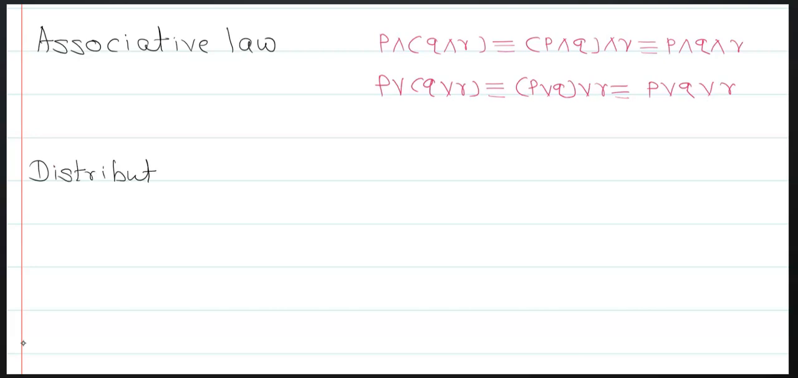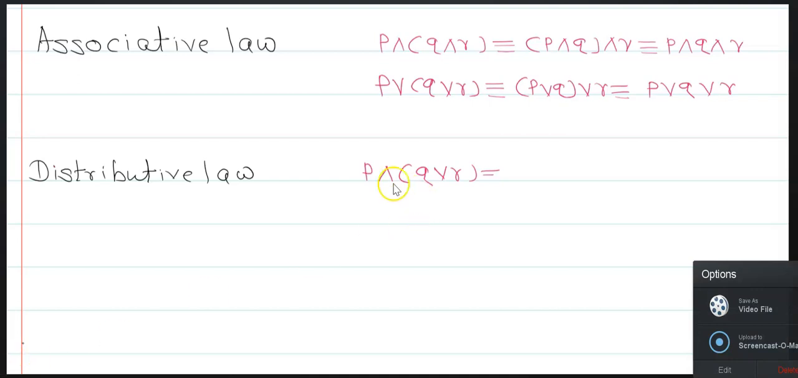Next is the distributive law. Now this is very important. What is important? P and (Q or R). Now I am saying that here AND is distributed over the OR. Then what you will get? P and Q in the first bracket, then OR, in the second bracket P and R. Therefore I say that AND is distributed over the OR. See this.